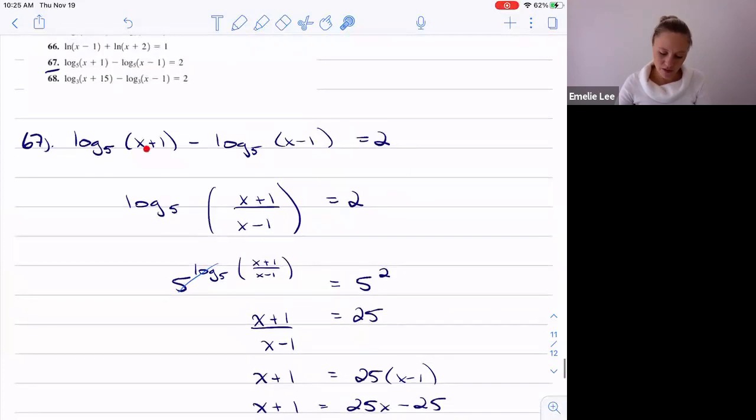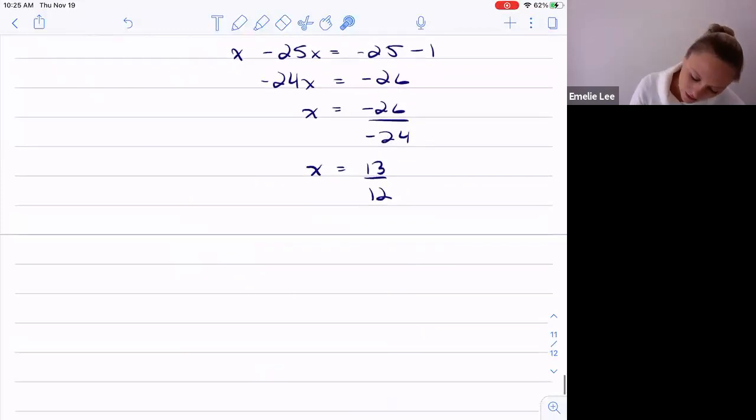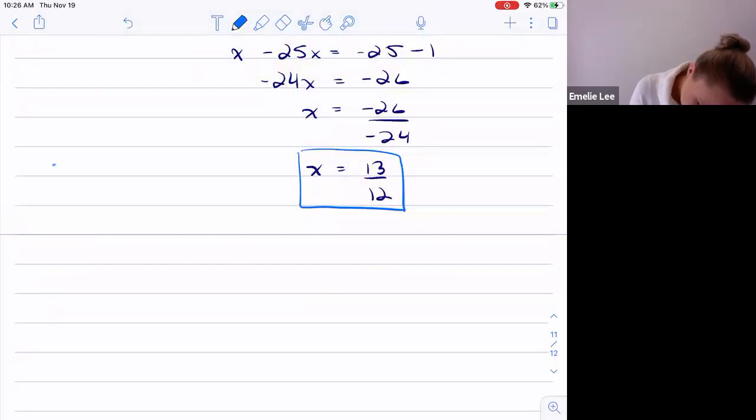Just make sure that 13 over 12 yields positive values. So 13 over 12 as a fraction is 1.0833. 1.08 plus 1 is greater than 0, great. 1.03 minus 1, phew, just under the wire, is also positive, so we're safe. x equals 13 over 12 is in the domain. So it is a solution.